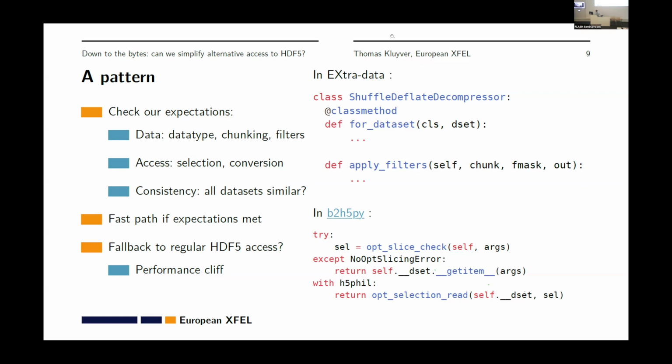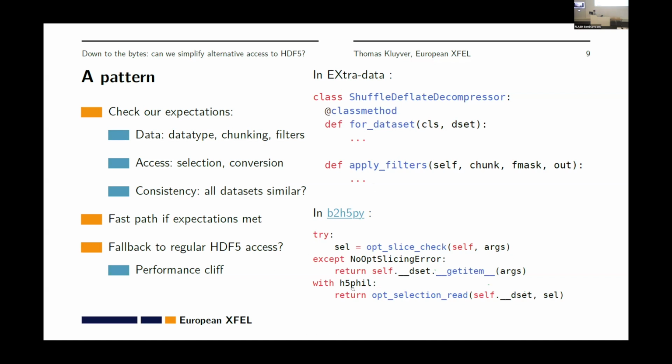So this is what it looks like in extra data at the top on the right. So we have a for_dataset class method. So this decompressor class will instantiate itself given a dataset, or if it doesn't know how to deal with that dataset, it will say, no, can't do this. It will return None instead of an instance. And then once you've got an instance, you call apply_filters to actually process the data, to turn a compressed chunk into a decompressed chunk.